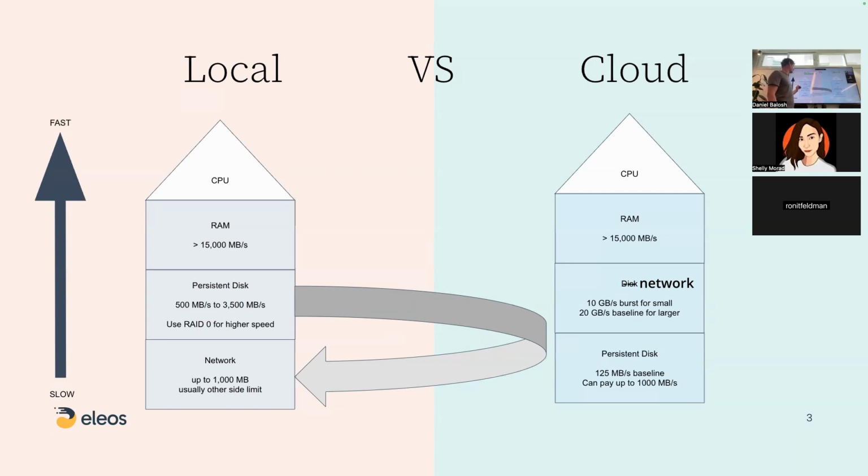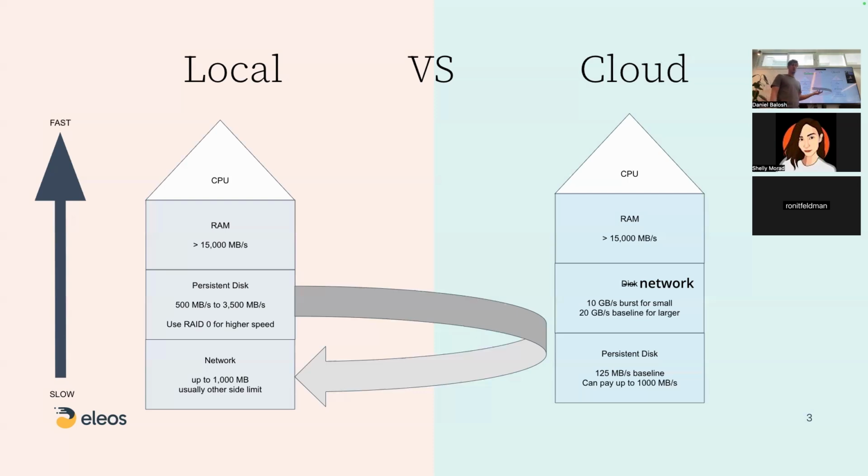And below it, you add a persistent disk, which can go up to 3.5 GB a second on SSDs, and below it, the network, which can be 1 GB, maybe if the other side allows it, and it's not that stable. So how we used to process data is to get a lot of data locally to the local disk, and then work on those files, generate different files, and then upload them with retries to some external destination.